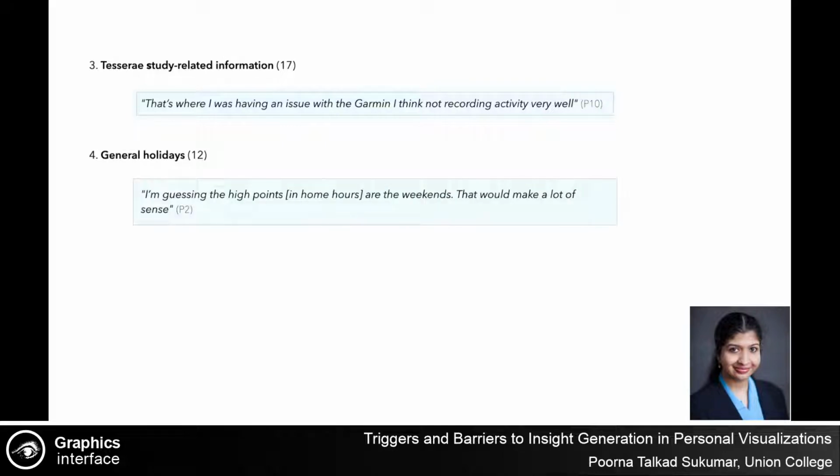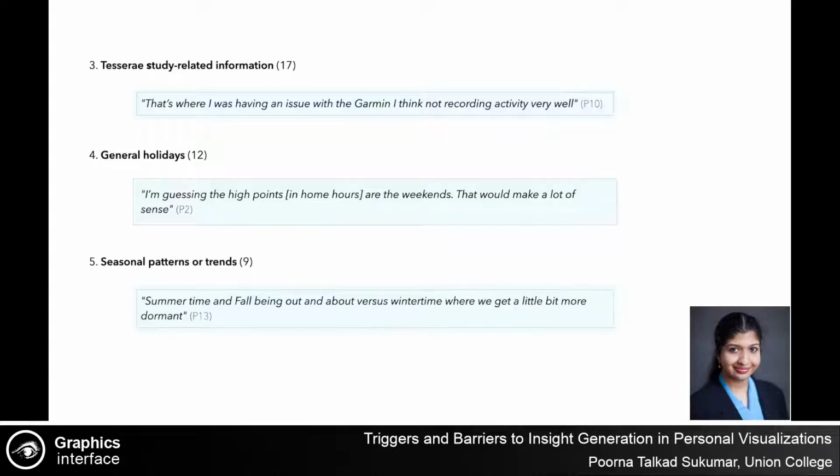And participants very quickly recognized data points possessing extreme values because they were gathered over the holidays or over the weekends. And participants also recalled seasonal patterns and trends to interpret their data shown in the interface.